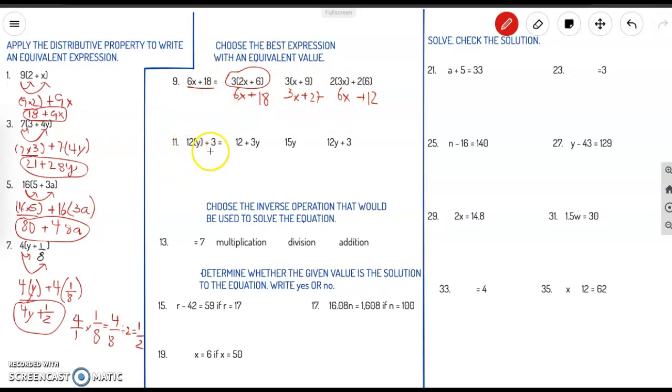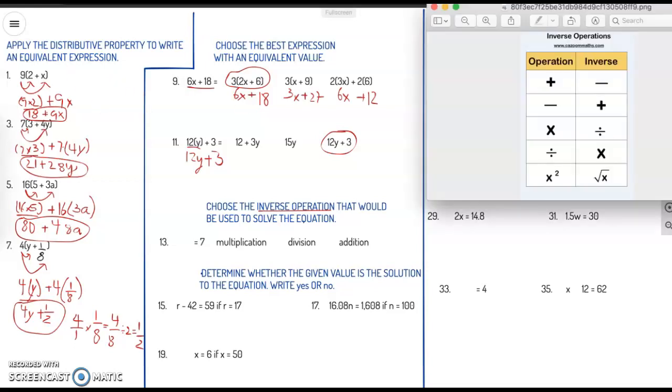Number 11, 12 times y plus 3. So let's simplify this first. 12 times y is 12y. It's like a trick question, right? And then 3 just stays the same. So luckily we can just see that it's right here. Ta-da! Alright, next section. Choose the inverse operation that would be used to solve the equation. This is a review. So remember, the inverse operations are here.